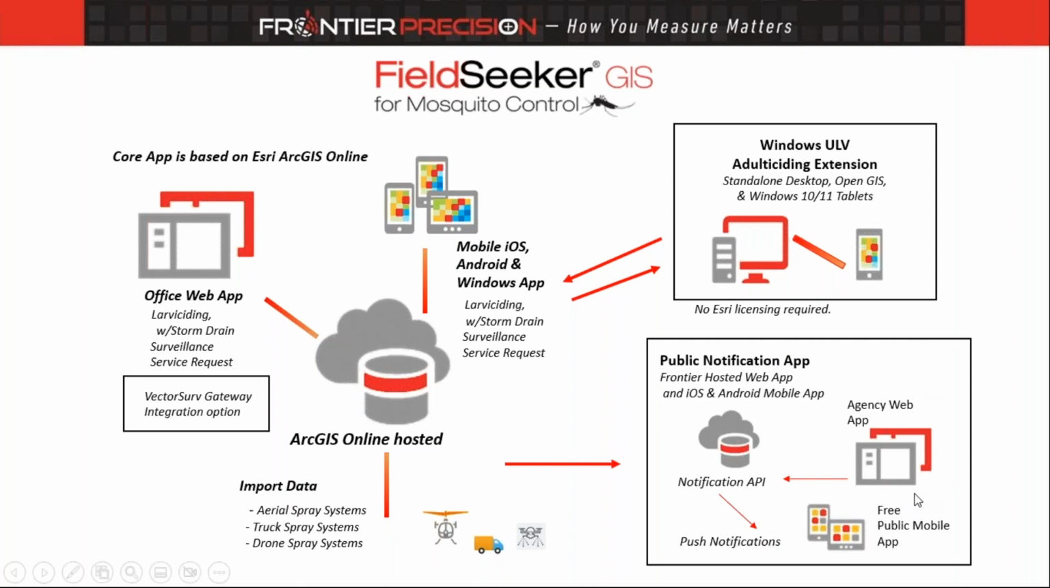We do have a separate public notification app. We've branded this app for a couple of the larger mosquito control districts in the US. And then they advertise it to their public to download the app, and that way they can push map information and announcements to them, and the public can enter service request information back through the app to the district, and it ends up back in Field Seeker.